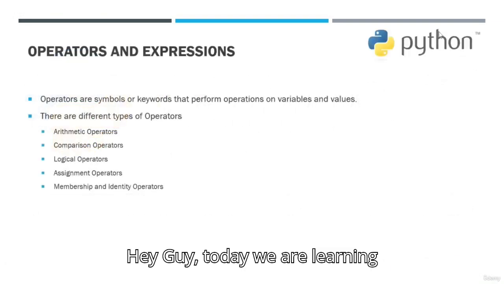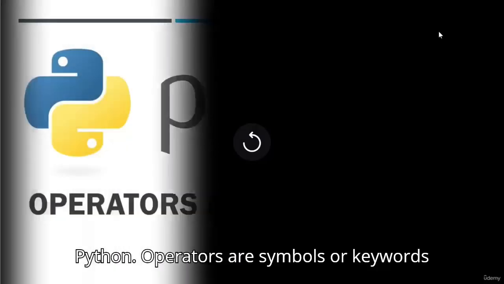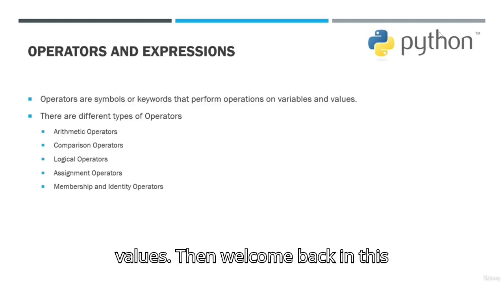Hey guys! Today we are learning about operators and expressions in Python. Operators are symbols or keywords that perform operations on variables and values.